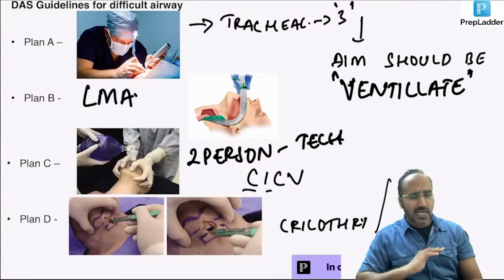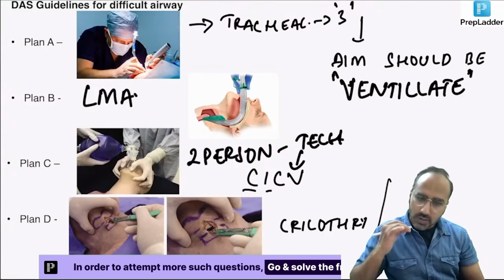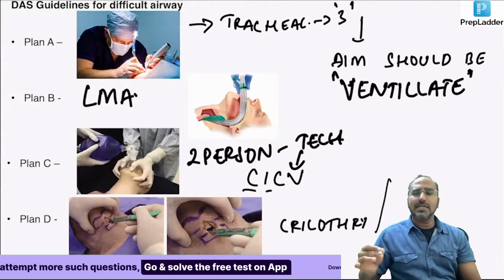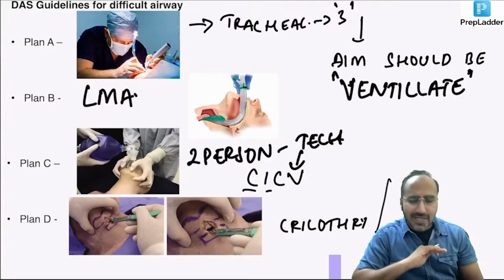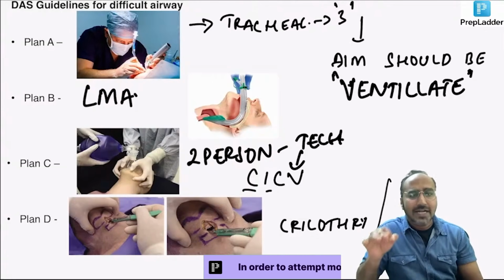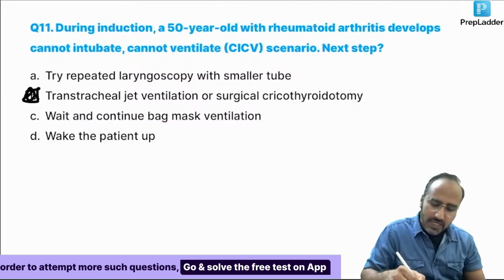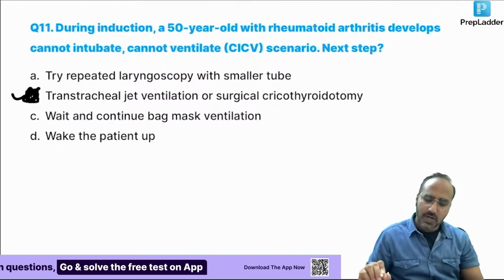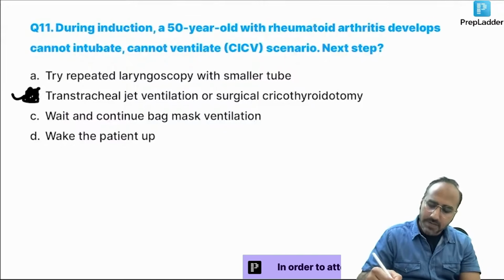If that also fails, the last option is what? Now you need to declare cannot intubate, cannot ventilate. You need to go for emergency cricothyrotomy, either needle or surgical. Surgical is the best way, but needle cricothyrotomy can be done in emergencies. So remember, in a cannot intubate, cannot ventilate scenario, the answer is transtracheal jet ventilation or surgical cricothyrotomy. Other options you cannot do.